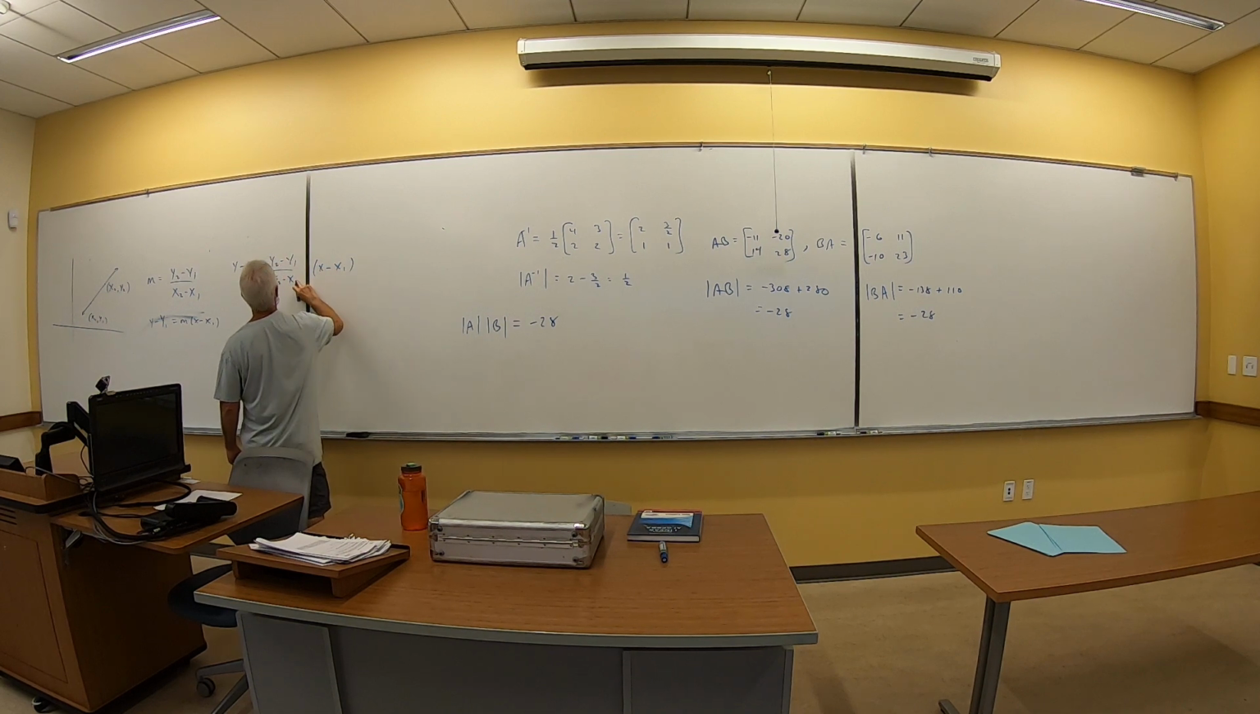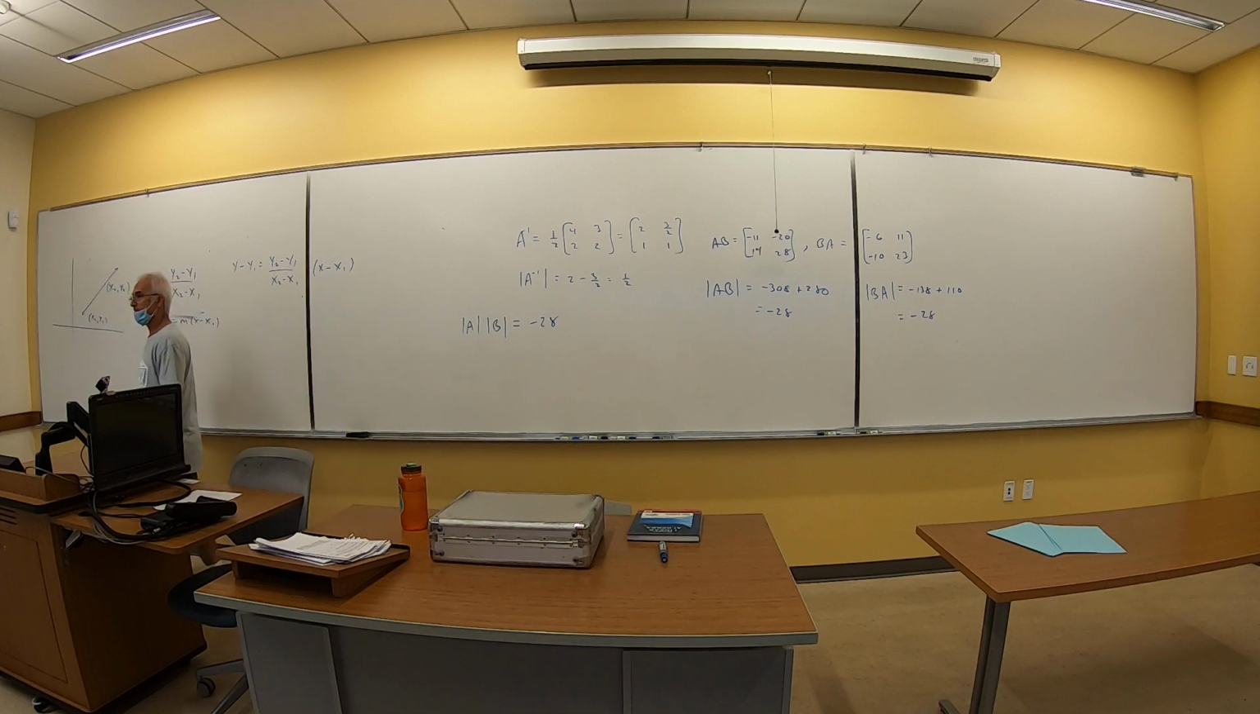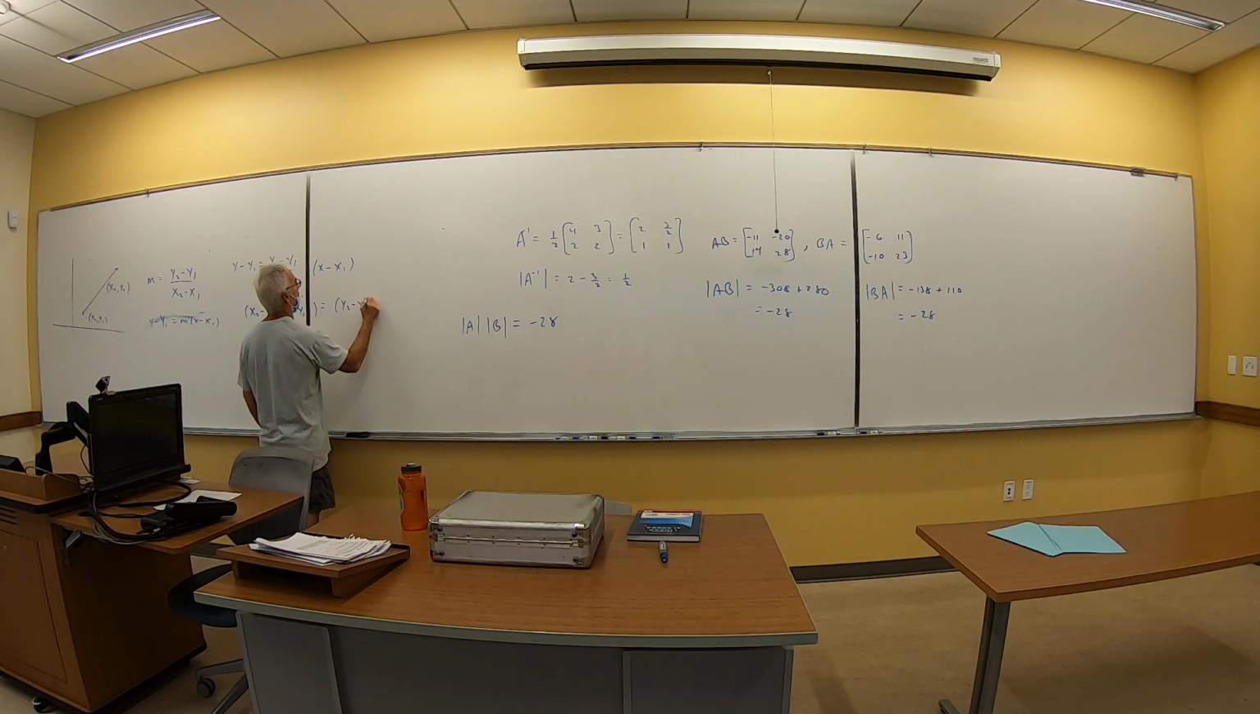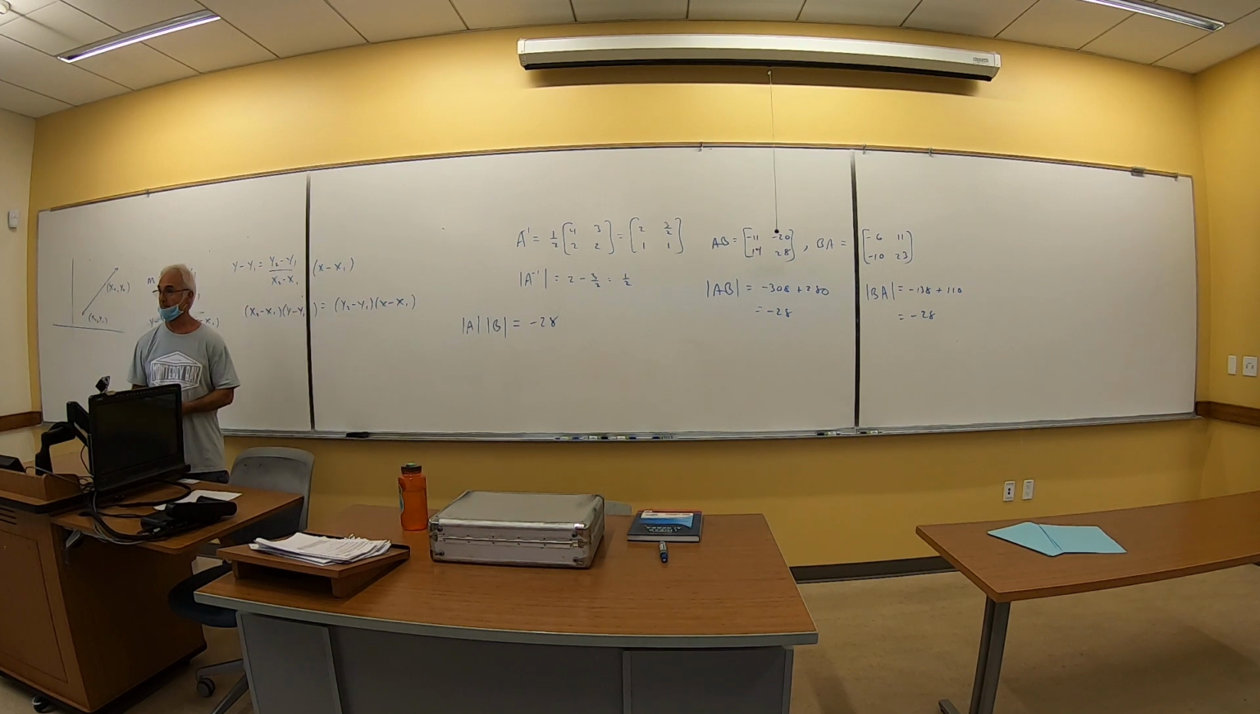Because that's exactly the same thing, isn't it? Okay? Let's multiply both sides by x2 minus x1. And that would have x2 minus x1 times y minus y1 equals y2 minus y1 times x minus x1. I know this is true, okay?